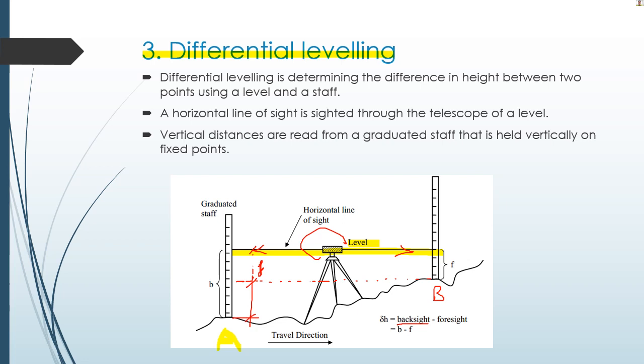So backside minus foresight, that gives you the height difference between A and B. So that is the principles of differential leveling method.